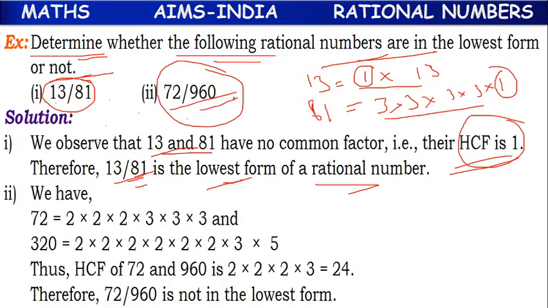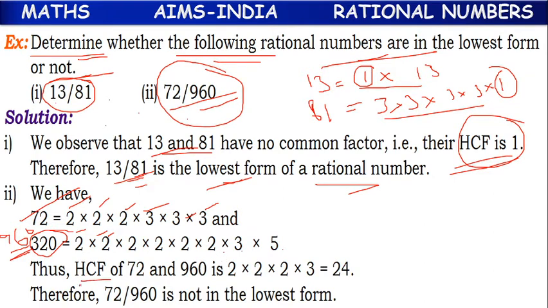But whereas 72 by 960, if we take factors for 72, 2 into 2 into 2 into 3 into 3. Sorry children, 1 minute here. 2 to the 4, 8, 16, 32, 64, 64 into 5. Here it is not 320 children, it is 960. We can write 2 into 2 into 2, 6 times 2, into 3 into 5.